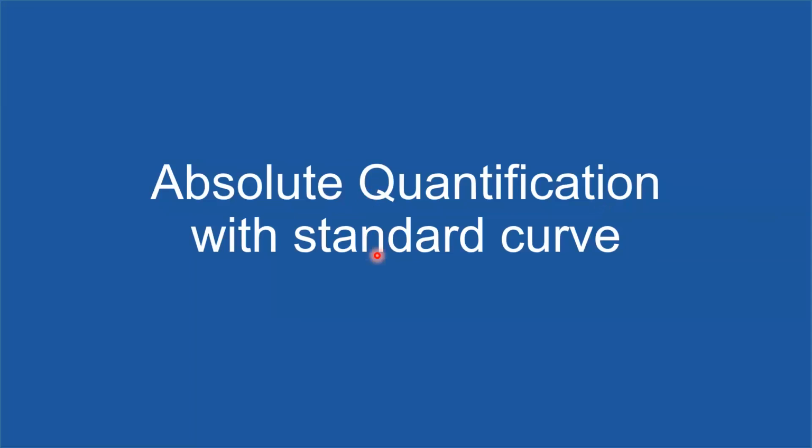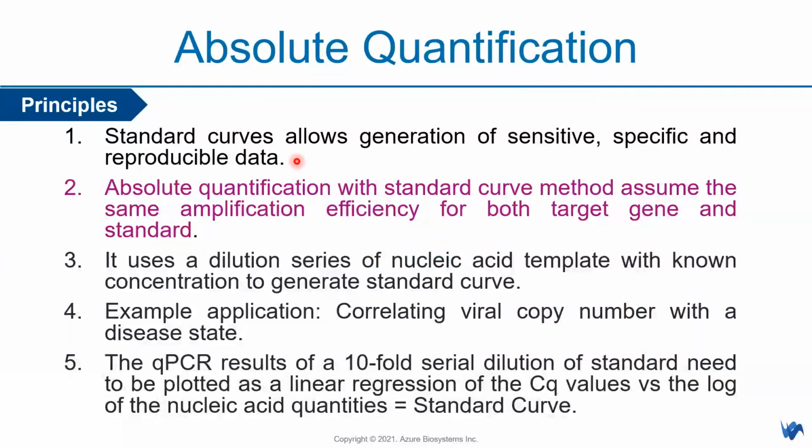Right, let's look at them one by one. First, we touch on the absolute quantification with standard curve. So today we will all be talking about the standard curve. Right, what is a standard curve? A standard curve allows generation of sensitive, specific, and reproducible data, because you have something to rely on that you can refer to every single time. If you do it on every single assay, on the plate itself, every single time you test your unknown samples on the target gene, you generate the standard curve every single run. This gives you the control that you're confident with your assay every single time.